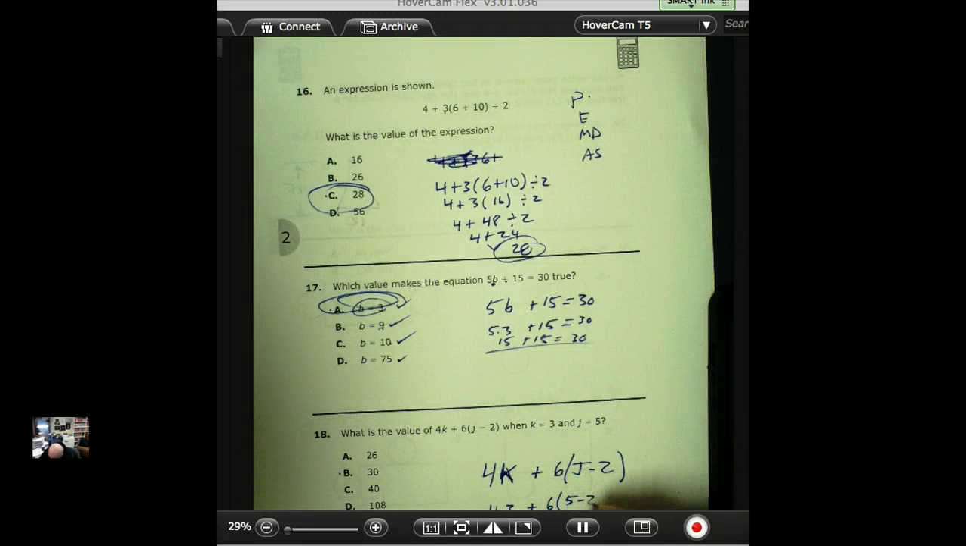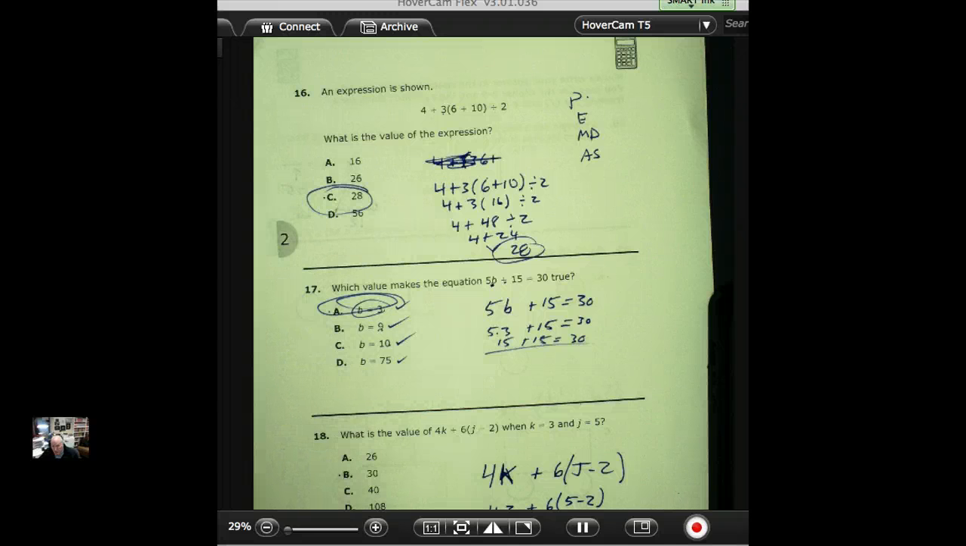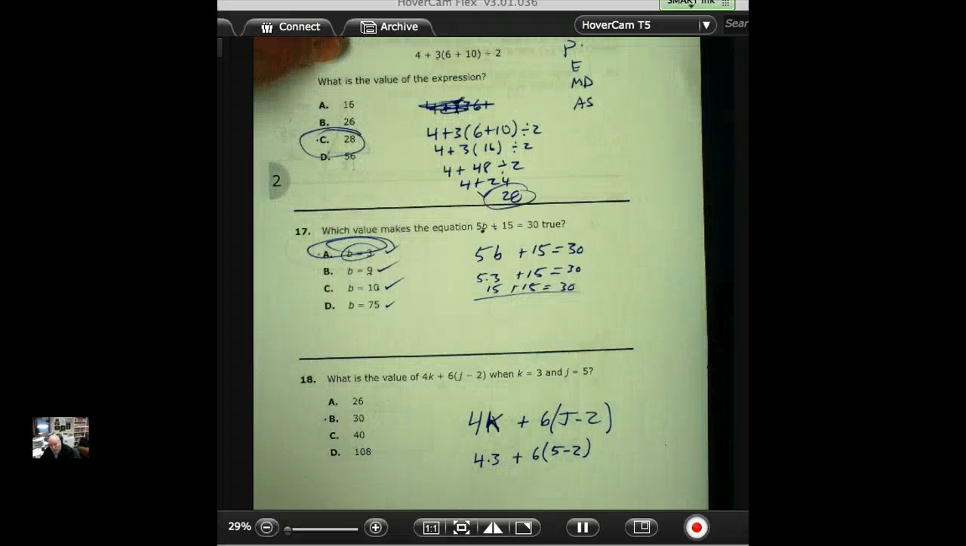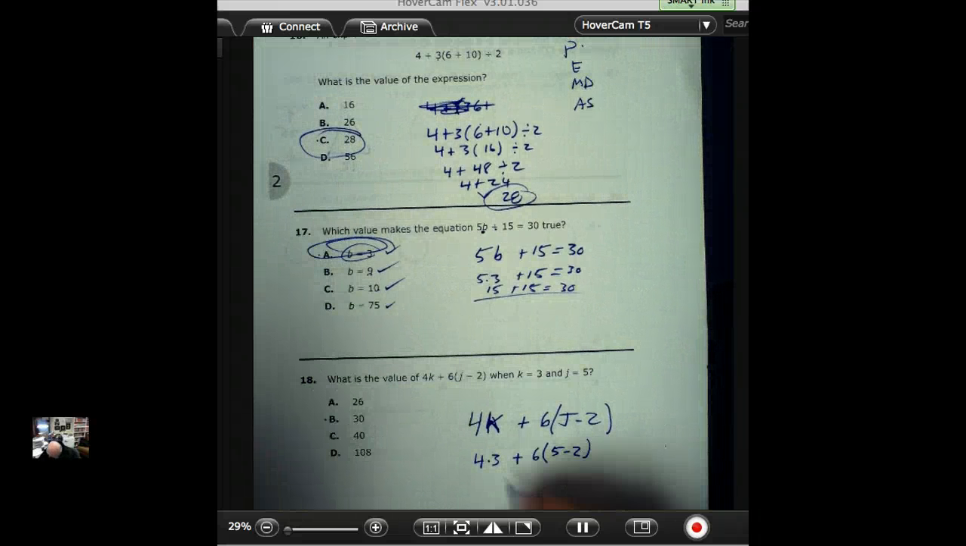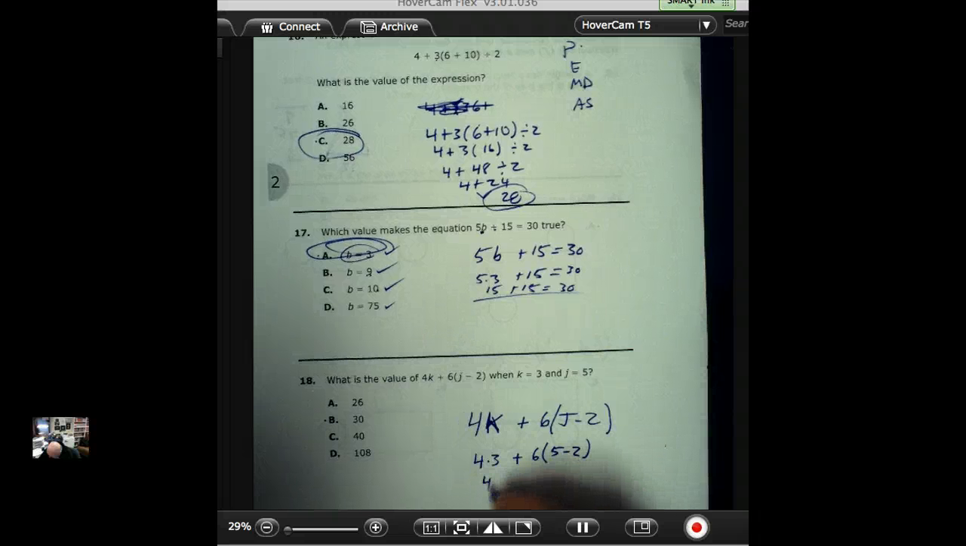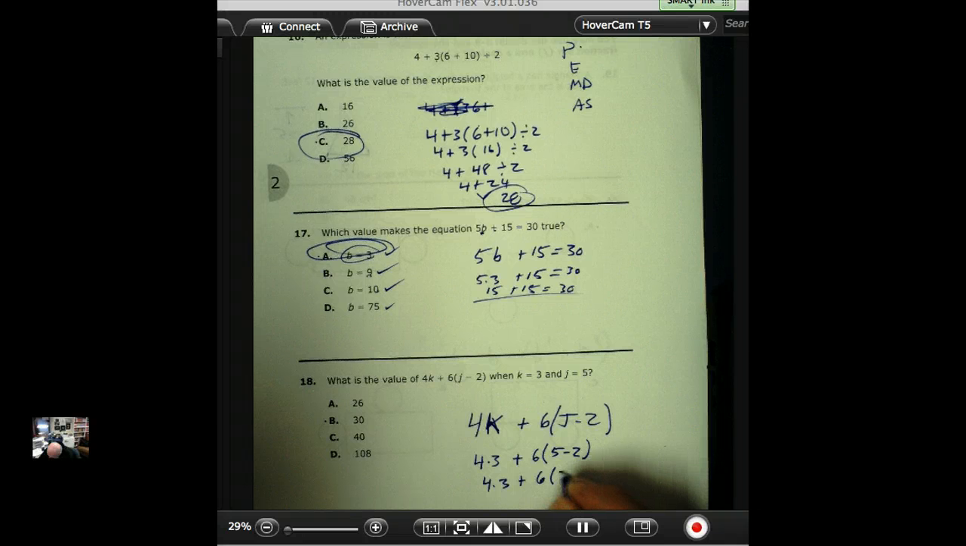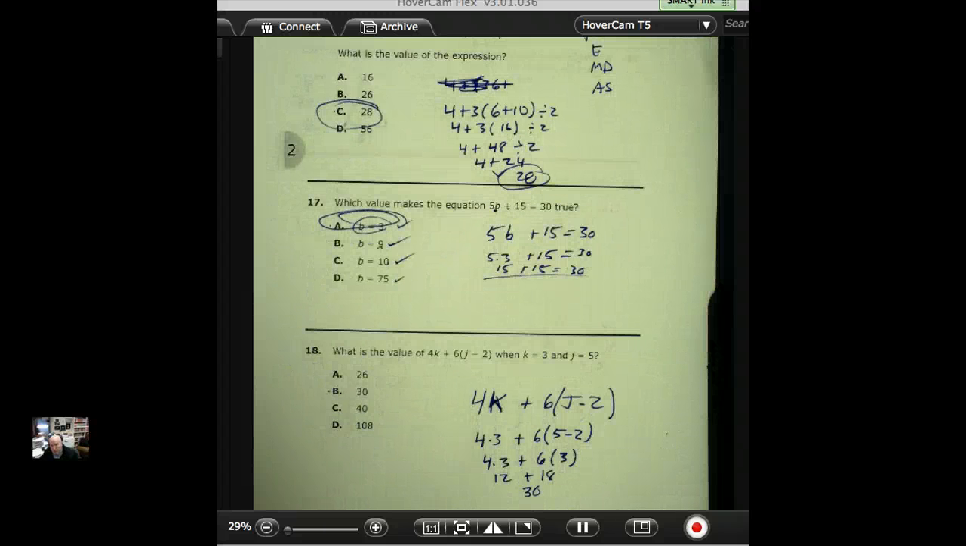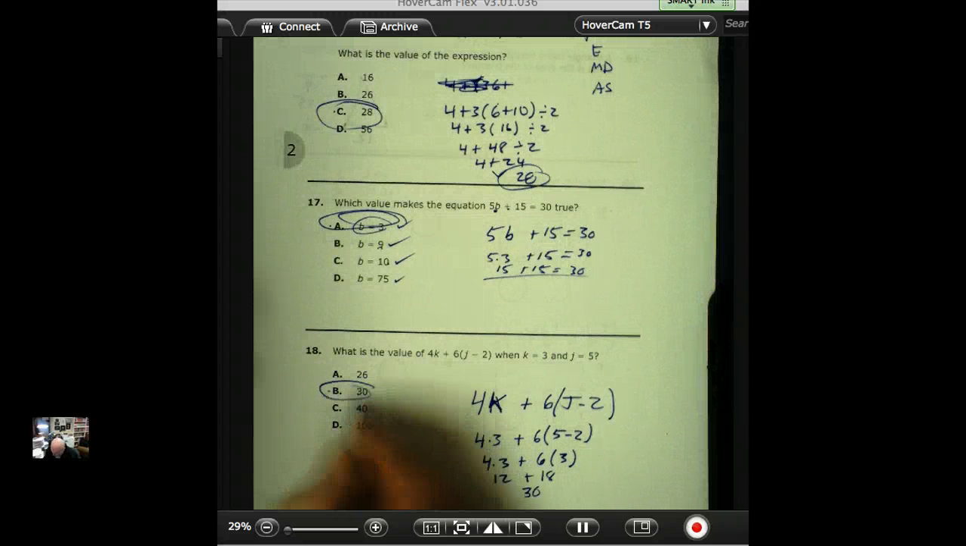minus 2. Now we have to use order of operations here, and I need to slide that up. We have to use order of operations in order to complete this one. So order of operations says do parentheses first, so 4 times 3 plus 6, 5 minus 2 is 3. Now I can do the multiplication up here because this one appears first, so that would be 12 plus 18, and 12 plus 18 is 30. Okay, so that would be B, 30.